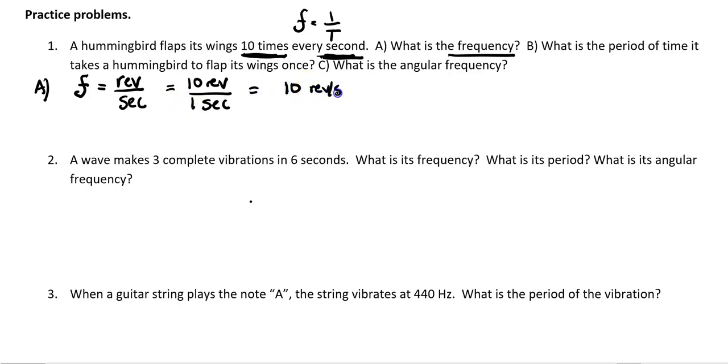You could say revs per second for your units. You could do 10 inverse seconds. Hertz is frequently used as the abbreviation or units for frequency. So any of those would be appropriate.